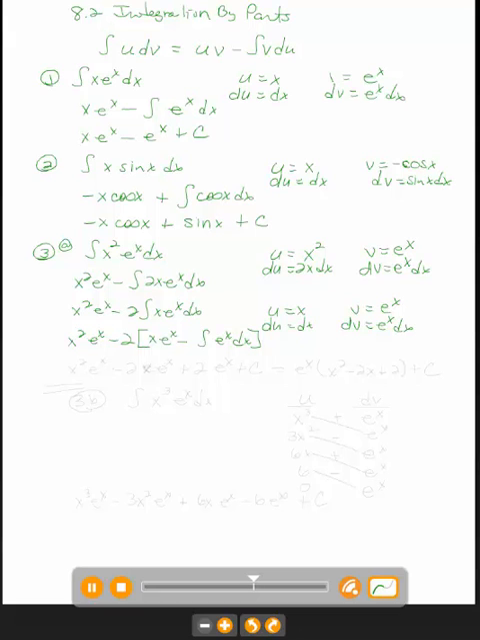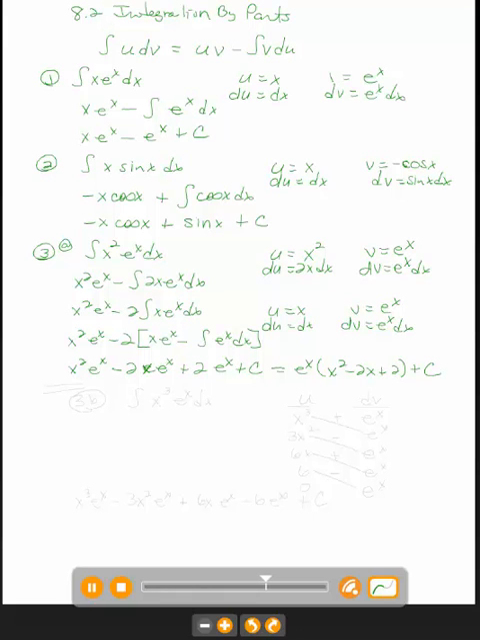which then becomes x squared e to the x. I'm going to distribute the 2, x e to the x. That's going to be a plus 2 now, and the integral of e to the x is e to the x plus c. And you can factor out an e to the x. The book did in this case. It's not really necessary, but if they want it completely factored, and then the plus c goes on the end.